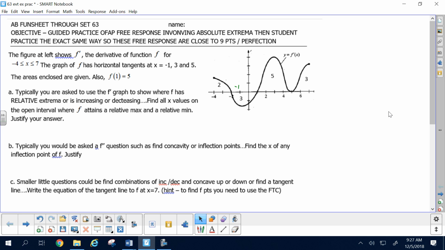Typically, the first question you'd be asked in this situation is something about using the f prime graph to talk about f. Now, it could be just where is f increasing, in which case you'd say where is the f prime graph above the x, the top. Okay, and boom, you got your f is increasing. You could ask decreasing, or you could be asked for relative max and relative min. All those would use the first derivative graph to make a conclusion. Would you do part A, please? Go. You've done that many times, you should be good at part A.